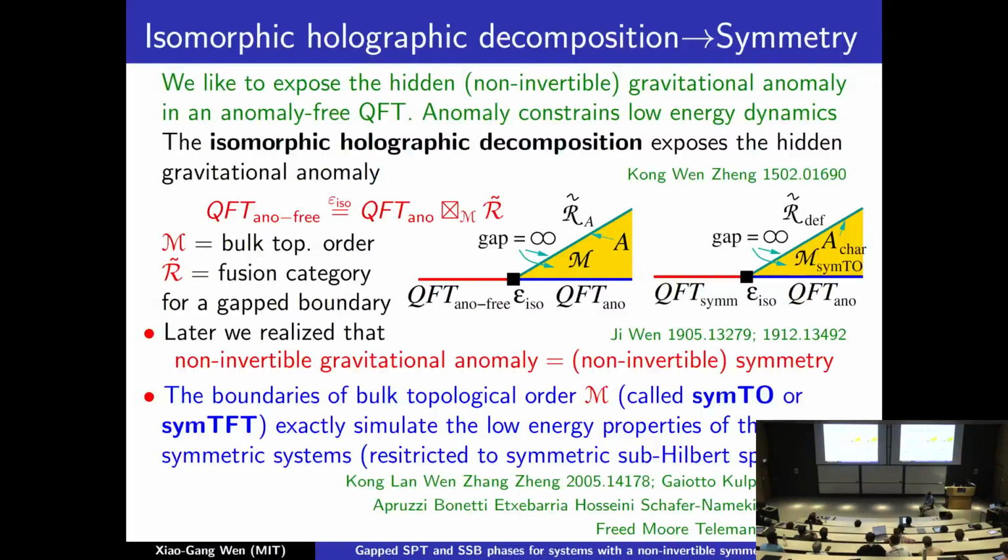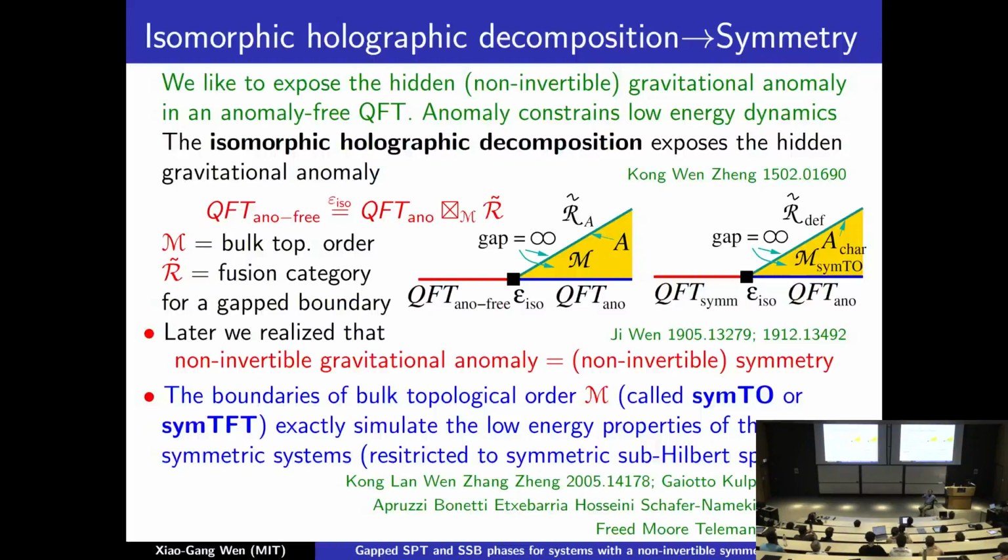the same thing. So more precisely, the statement is the following. The slogan is that the symmetry is described by topological order in one higher dimension. But how can that happen? Basically, the boundary of the topological order exactly simulates a symmetric system. What that really means is the following. When you have a symmetry, there are many symmetric systems. But when you're given a topological order, there are also many boundaries.